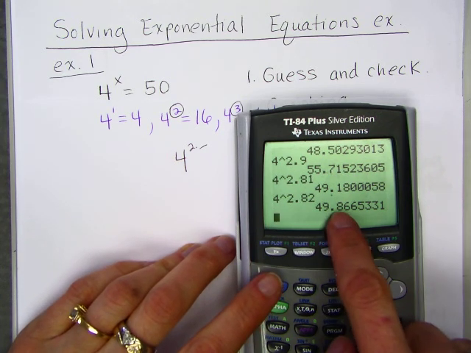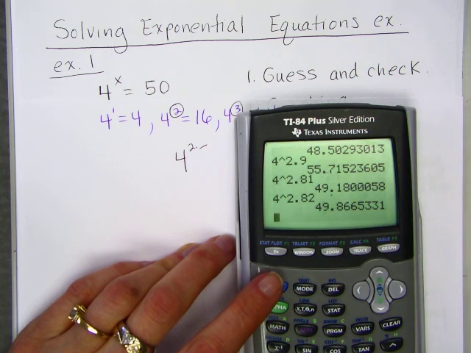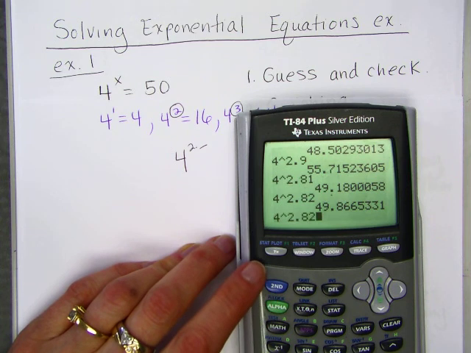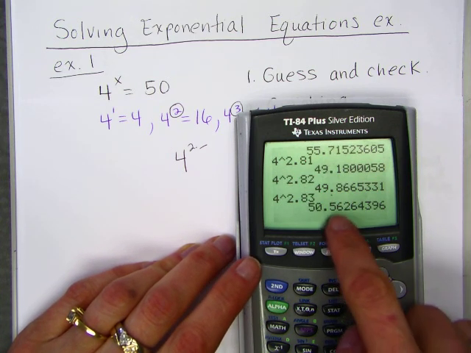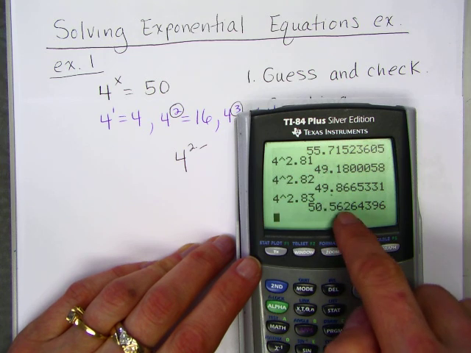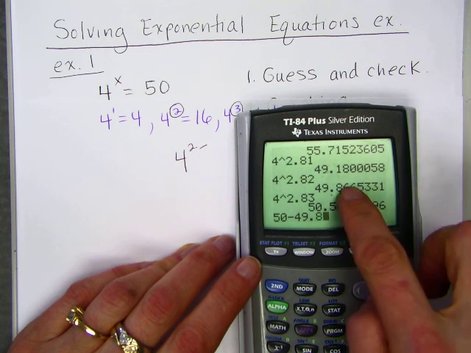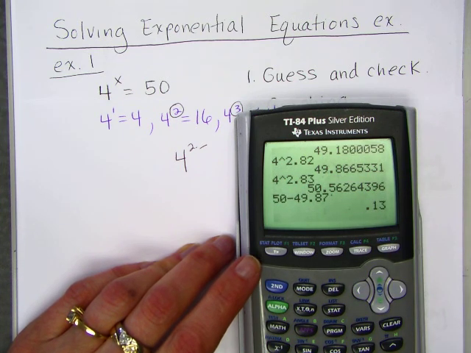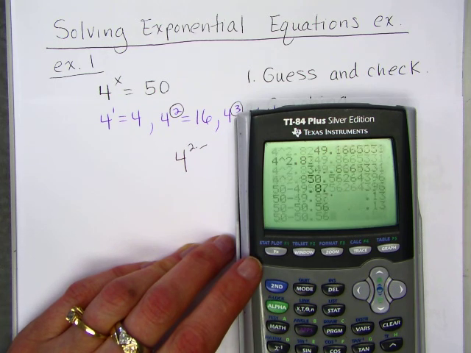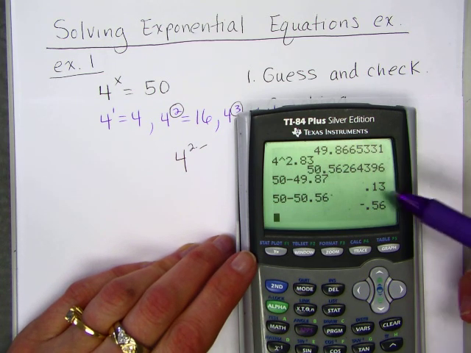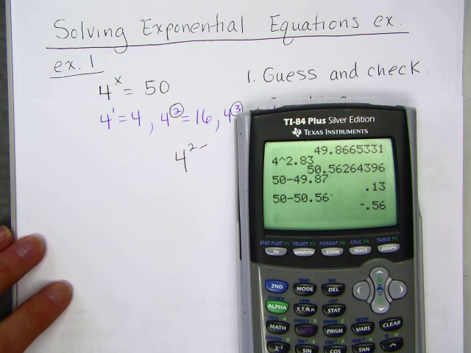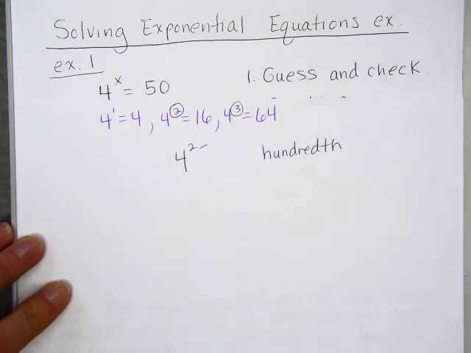How far is that away about? 0.14, somewhere around there, all right, 0.13. And if I try that, this is 0.56 away. So I do want to pick the one that's closest. Here's what I'm saying, 50 minus 49.8, I'm going to round that to 7. All right, that's 0.13 away, but 50 minus 50.56, that's 0.56 away. So which one would be the better answer? 2.82.